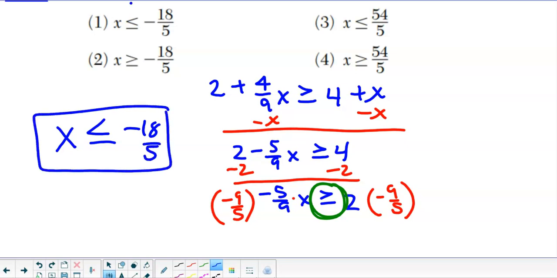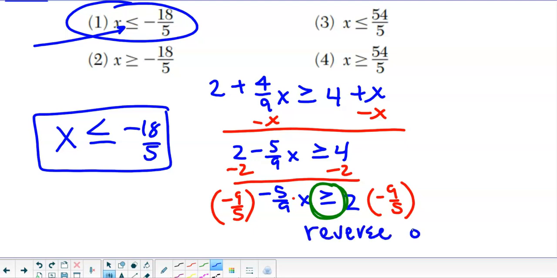So now, when we go to choose our response, we have to make sure we're paying close attention to that inequality symbol. Sometimes you reverse the order, and that only happens when you multiply or divide both sides by a negative.